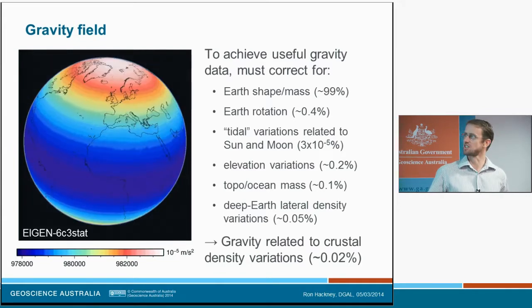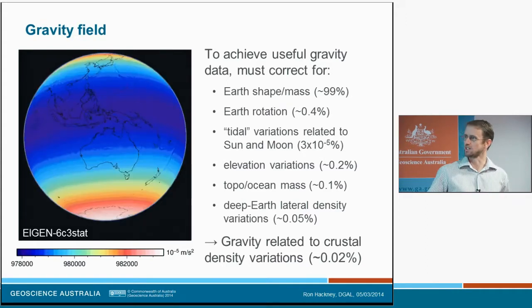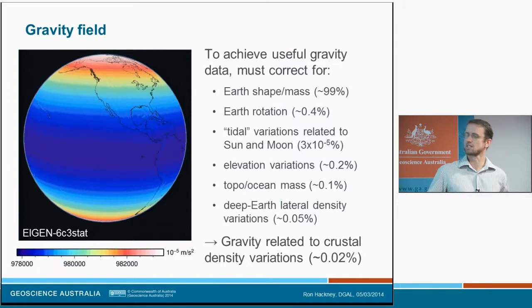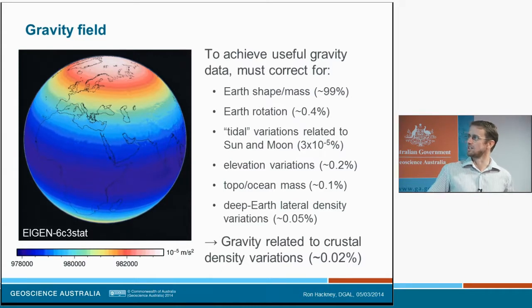So what we measure is, again, the effects of the Earth's shape and its mass. The Earth is kind of a squashed sphere, so the gravity is higher at the poles than at the equator because we're slightly closer to the centre of the Earth. There's the Earth rotation effects. You've got a centrifugal force as the Earth spins, and that centrifugal force is greater at the equator than at the poles. There's these tidal variations.